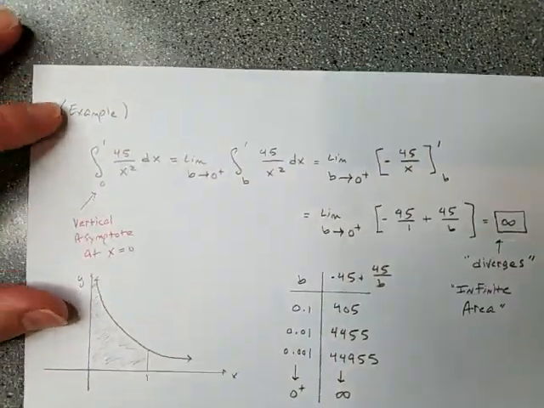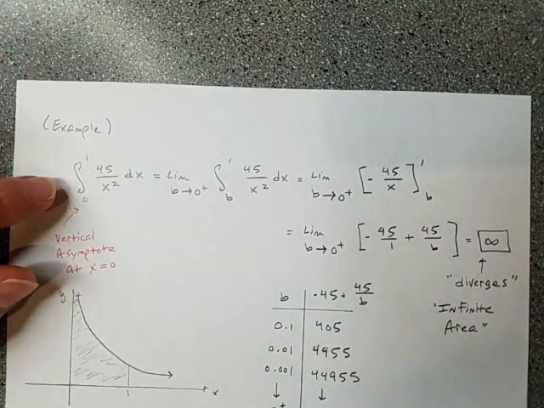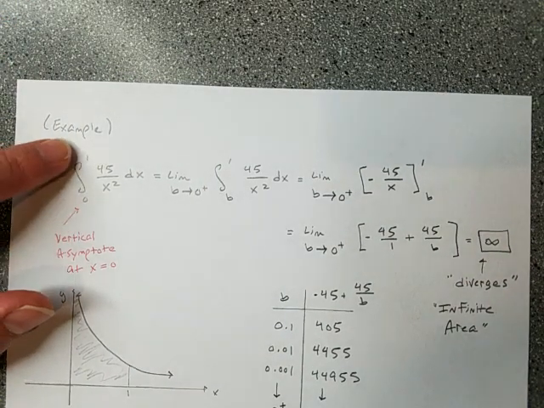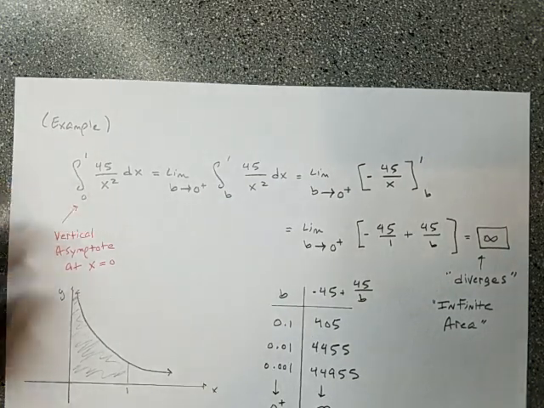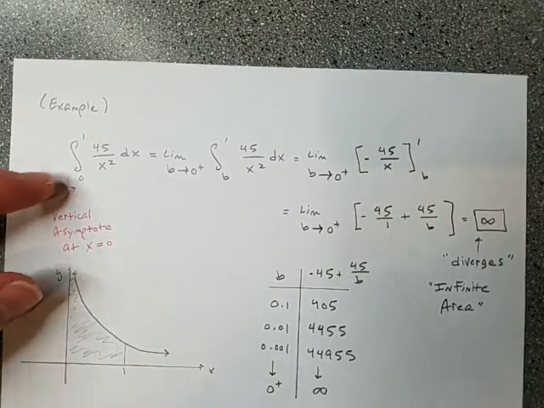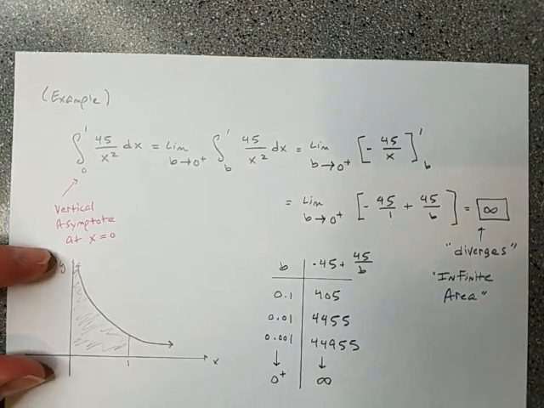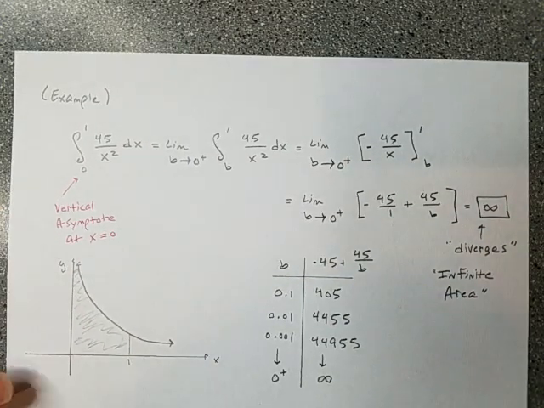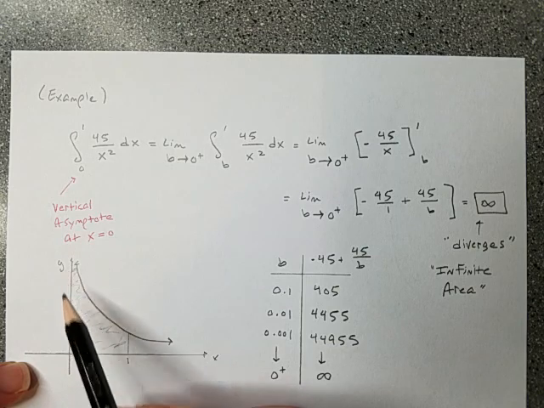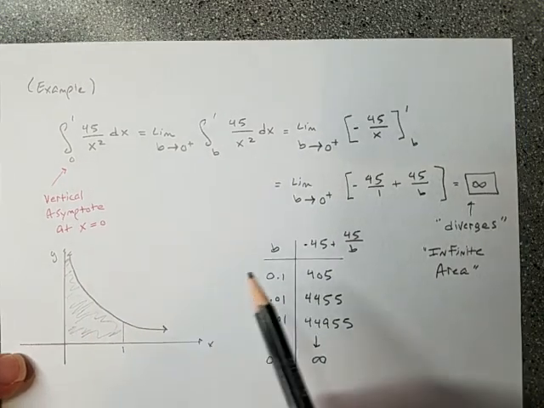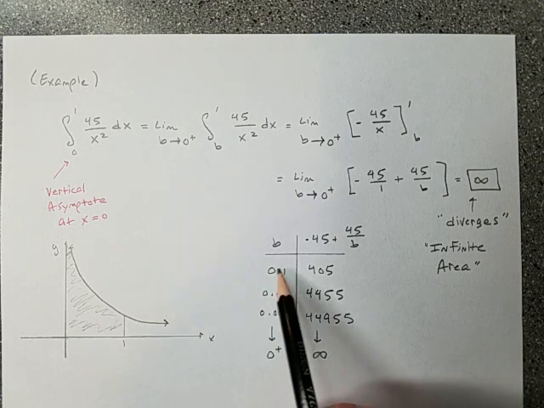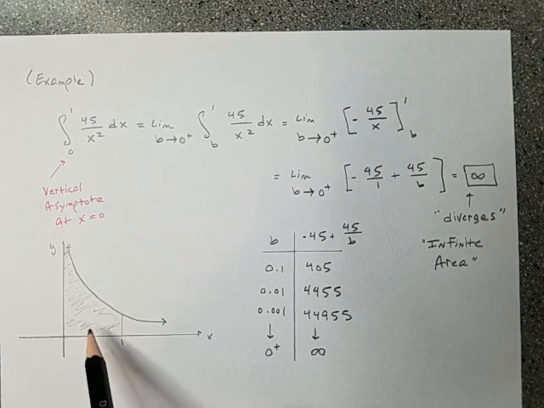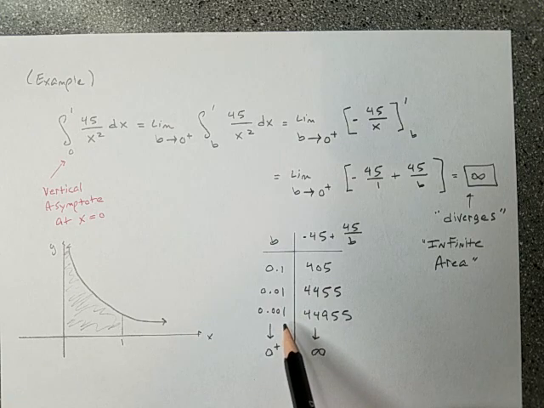Okay. So let's look at one more. Let's look at this one. Integral from 0 to 1 of 45 over x squared dx. Here 0 is where the vertical asymptote is. 0 is the number that I can't really use. All right? There's nothing there at 0. I could go from some number very close to 0 on the right-hand side, not on the left-hand side, but on the right-hand side.